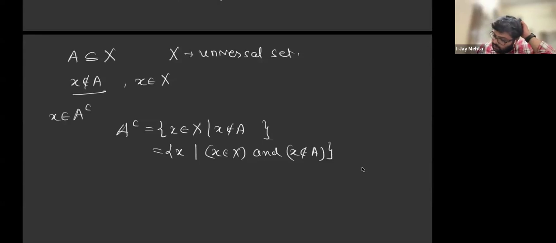Okay. What if I say if X is not in A complement? If X is not in A complement, that means what?